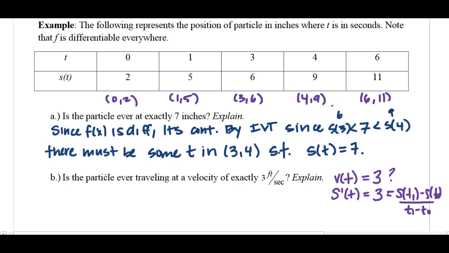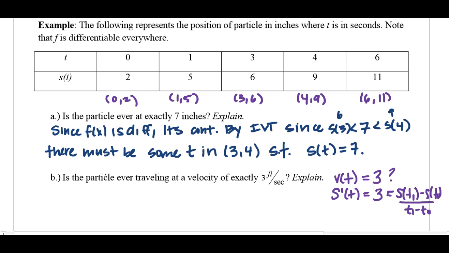So can I choose any pair of coordinate points and have the slope be 3? Because if I can, then over that time interval, there must be a place where the derivative, which is velocity, has to equal 3. So let's check between these first 2 points. If I do y2 minus y1, I'm going to get 5 minus 2, which is 3, over 1 minus 0, which is 1. So I found it. In this first time interval, I found it. Now if I didn't, I would just have to keep going.